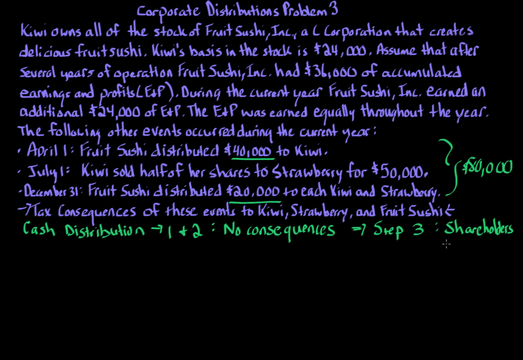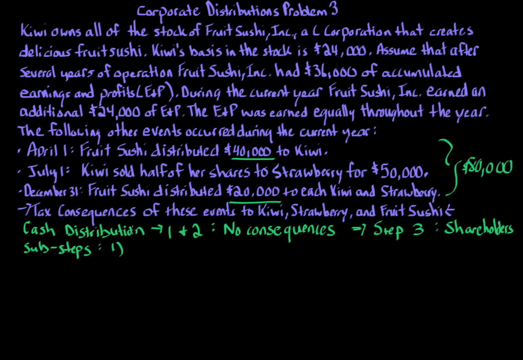If you recall, step 3, when we consider the tax consequences to the shareholders, and there are 2 shareholders here that we have to consider, this is usually where the meat of the analysis is, and this is going to be a challenging one because we have a lot of stuff going on. So within step 3, there are 3 more sub-steps. The first sub-step is to determine the amount of the distribution.